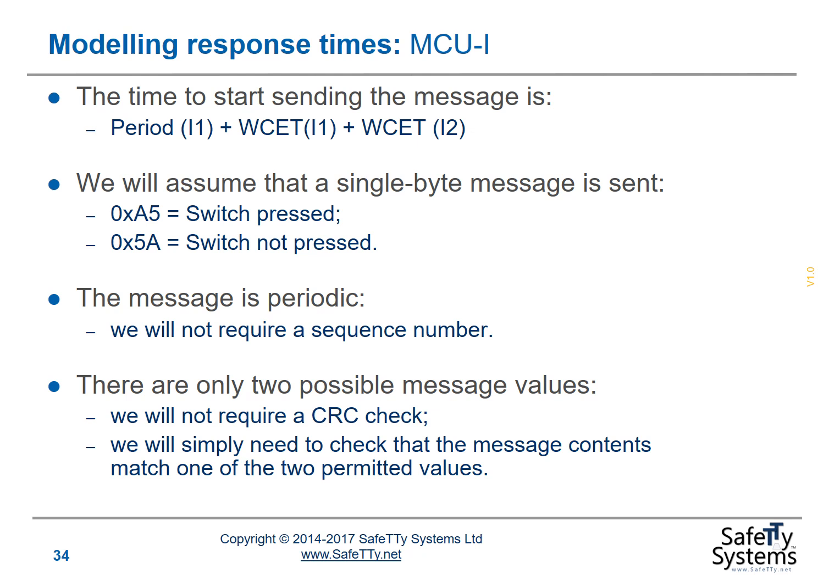We'll assume that a single byte message is sent, which is hex A5 if the switch is pressed and hex 5A if the switch is not pressed. The message is assumed to be periodic. We're not going to require a sequence number. There are going to be two possible message values, so we're not going to require a CRC check. We'll simply need to check that the message contents match one of the two permitted values every time the message is received.